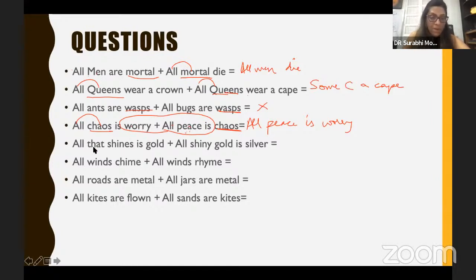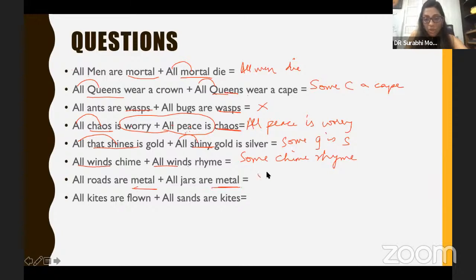Then, middle term is shines or shiny. It is distributed twice. So my answer will be some gold is silver or some silver is gold. Some answers can be changed. You know, they can be written either way. Middle term is distributed twice. Hence, my answer will be some chime rhyme, or some rhyme chime. Middle term is not distributed, hence no conclusion.